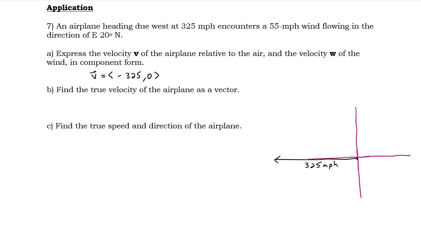Let's see if I can make this nice without messing it up. Okay, so there's my axis. Let's do the next one. We have a 55 mile per hour wind, so that's the magnitude, flowing in the direction of east 20 degrees north. So let's talk about what east 20 degrees north means.